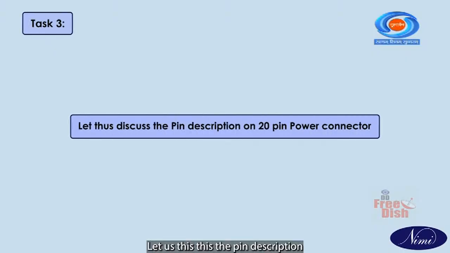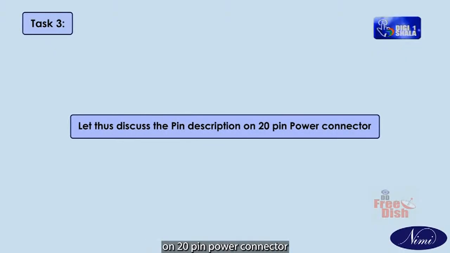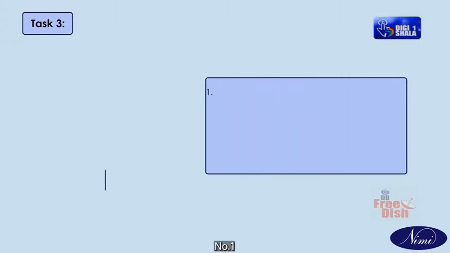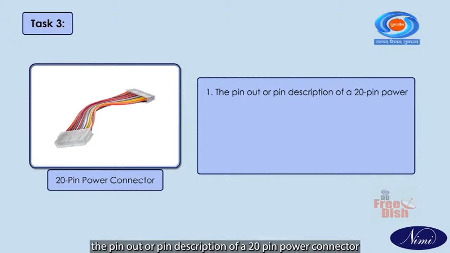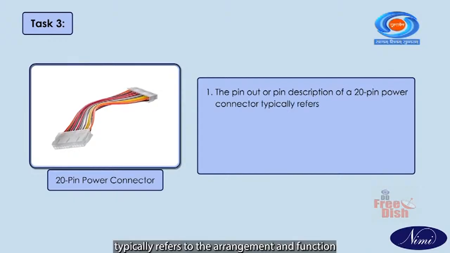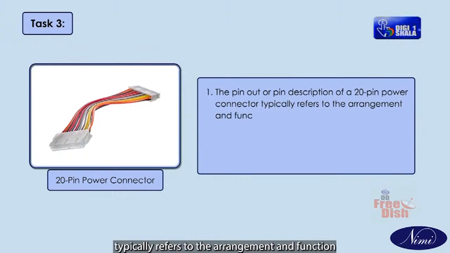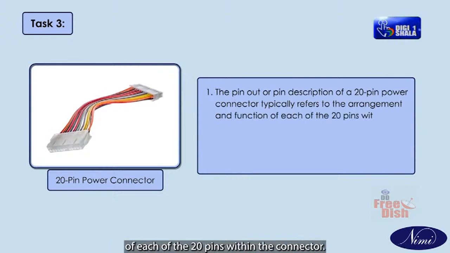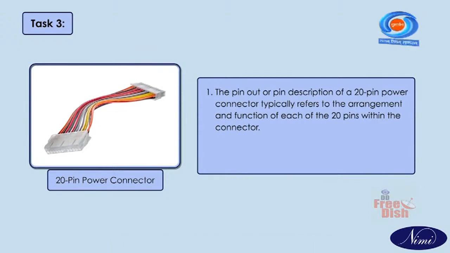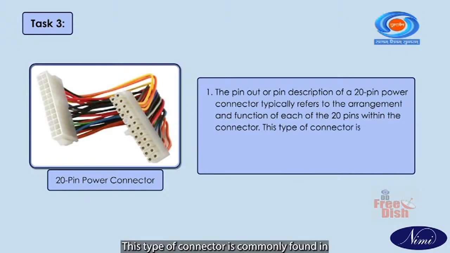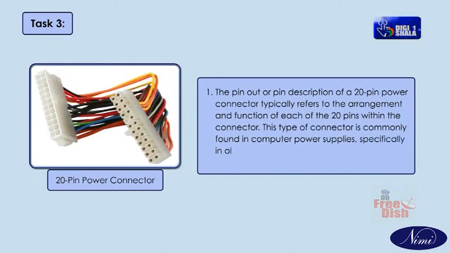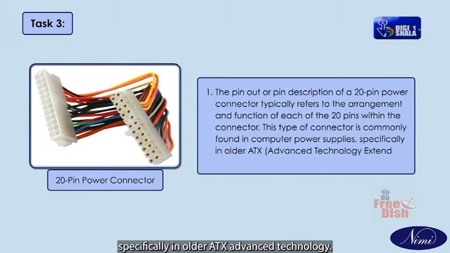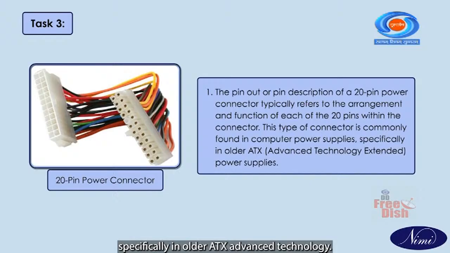Task 3. Let us discuss the pin description on the 20-pin power connector. Number 1. The pinout or pin description of a 20-pin power connector typically refers to the arrangement and function of each of the 20 pins within the connector. This type of connector is commonly found in computer power supplies, specifically in older ATX (Advanced Technology Extended) power supplies.